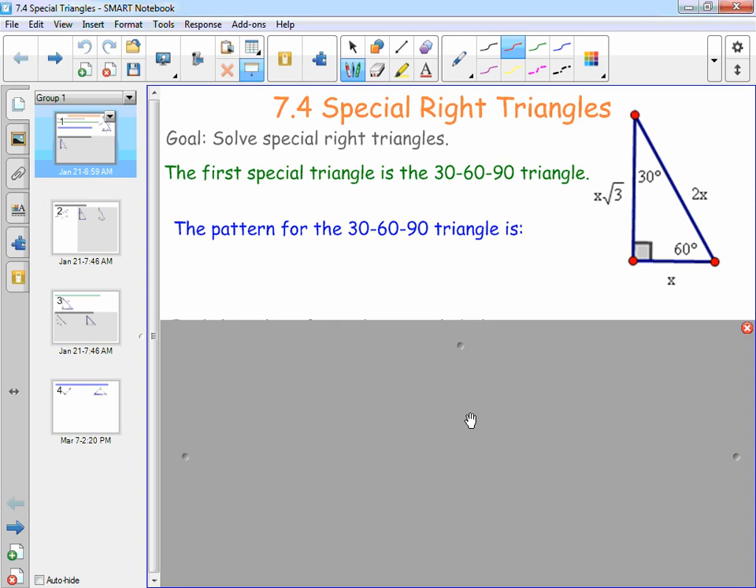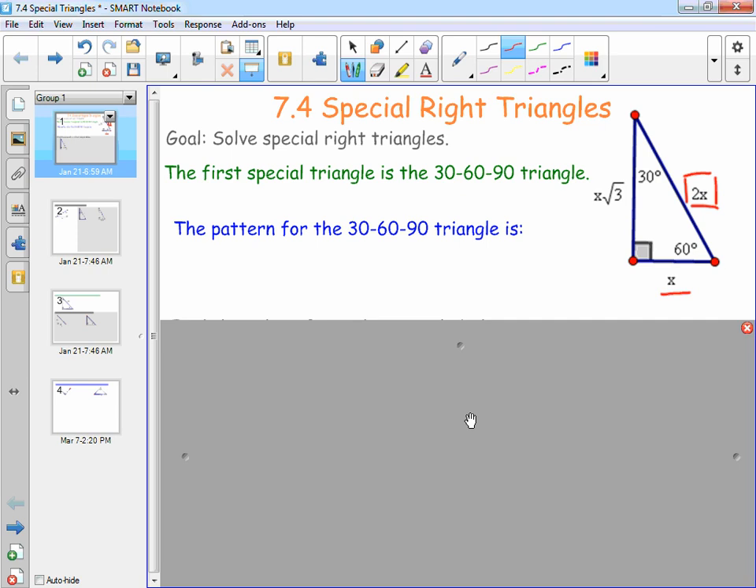And as you can see on the right here, the pattern for the 30, 60, 90 triangle is as given. The side opposite of the 30-degree angle is the shortest side. We label that as x. The hypotenuse, which is located between the 30 and 60, we call 2x. It's twice as long as the short side.